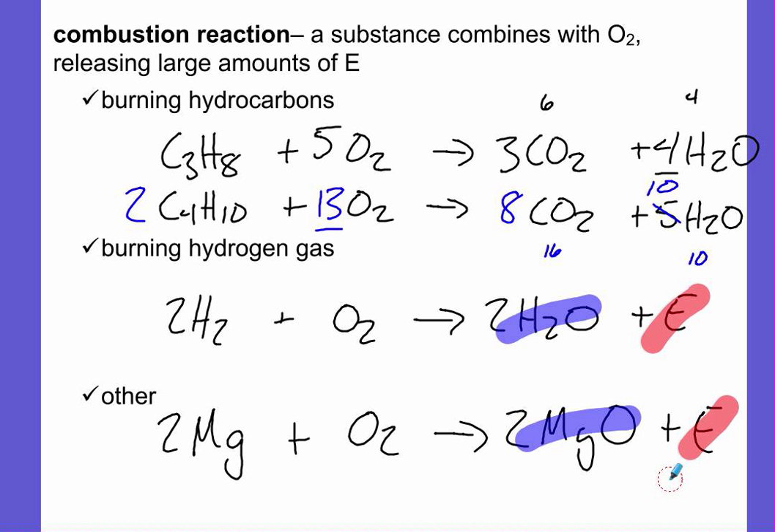Right? So oxygen does need to be involved in a combustion reaction, but as long as there's lots of energy released, it's going to be considered a combustion. The last 2 examples, again, look like synthesis, but they're also combustion, so they can be under both categories, both labels, whereas the first 2 are combustion only, right? Burning that propane or butane, right? Making carbon dioxide and water, those are combustions, not synthesis, because they made multiple products.